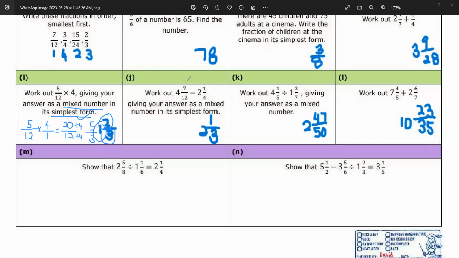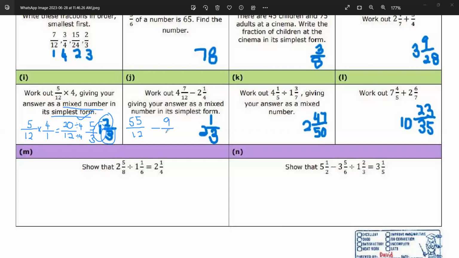So first we will make it as improper fraction. 4 times 12 will equal 48, then plus 7 will get 55. 55 out of 12. Then 2 times 4 is 8, 8 plus 1 is 9. 9 out of 4.